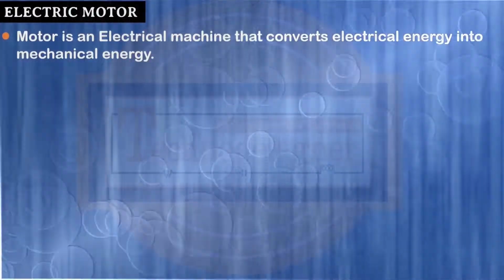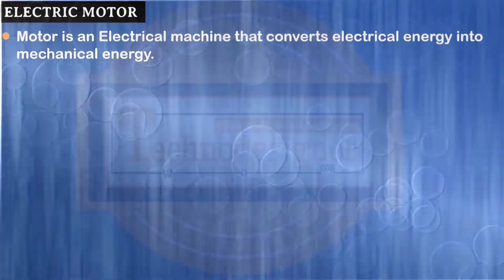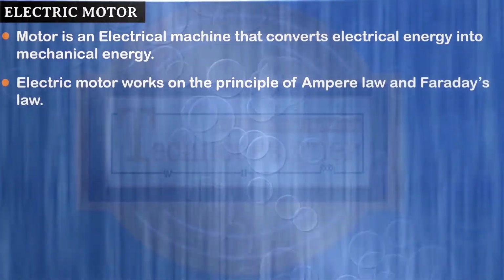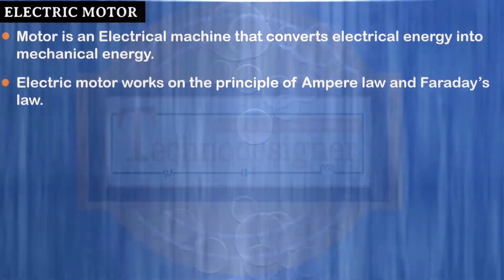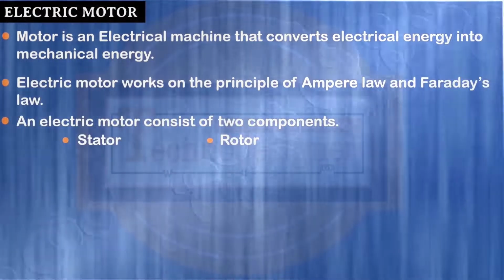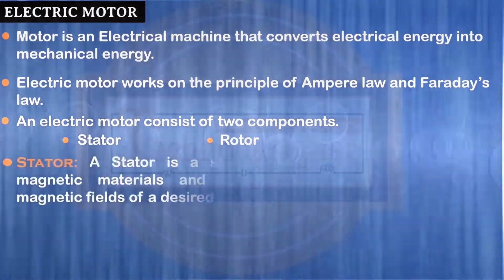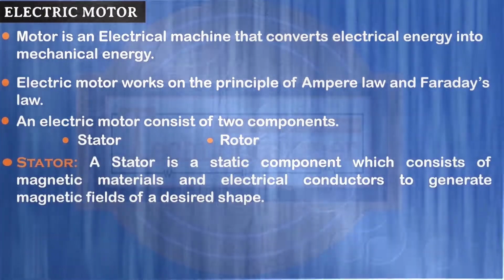Today we are discussing the electric motor. What is an electric motor? An electric motor is an electrical machine that converts electrical energy into mechanical energy. It works on the principle of Ampere's law and Faraday's law. An electric motor consists of two components, the stator and the rotator.